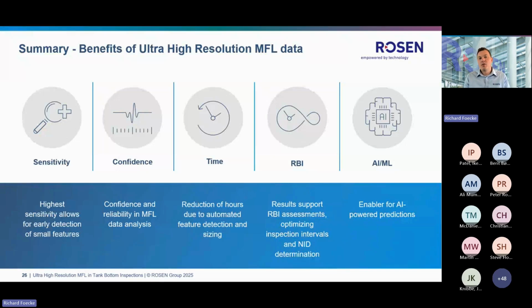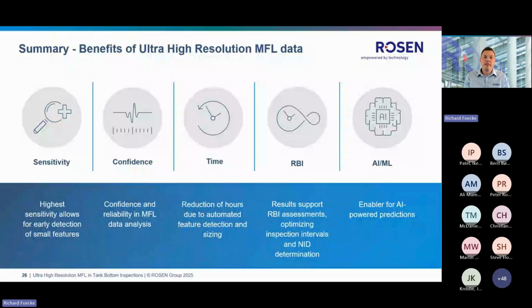We have a reduction in hours in confined space due to the high level of automation, which is first of all good for the personnel, but secondly also assures fast turnaround time for the asset owner. All these results can be used for RBI, which supports the optimization of inspection interval calculation and next inspection date determination. And last but not least, this highly accurate data also enables AI and machine learning. And this will, of course, progress in the future, so that we pretty soon probably come to AI-powered predictions.